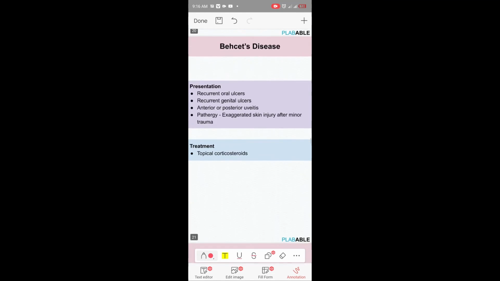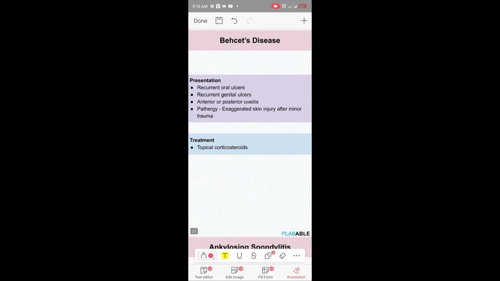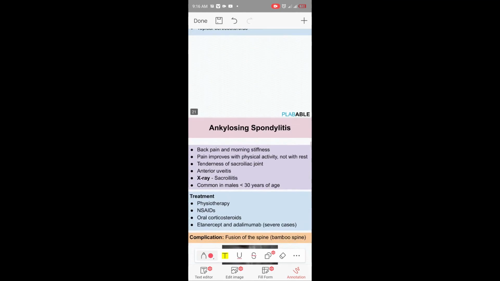So let's discuss Behçet disease. If somebody comes to you with oral and genital ulcers, you need to consider Behçet disease. Anterior and posterior uveitis, and pathergy, that is exaggerated skin injury after minor trauma. So you are going to need to go for topical steroids.